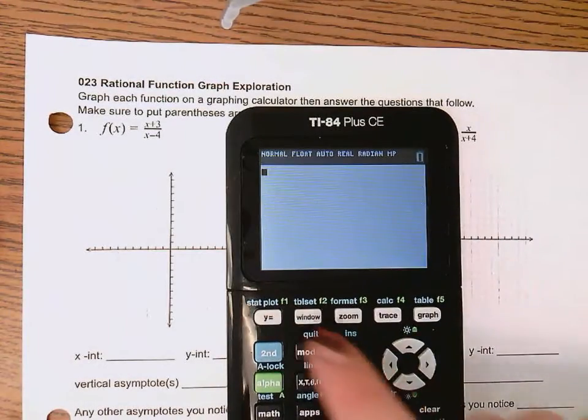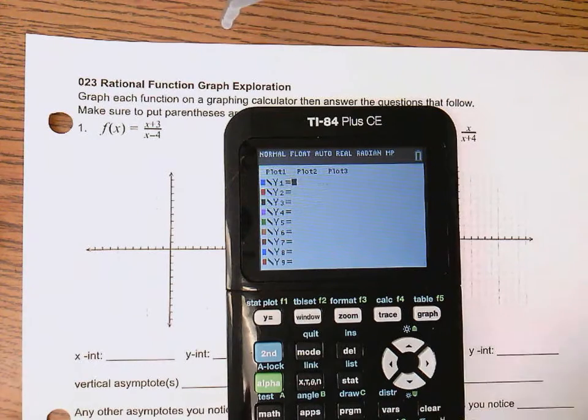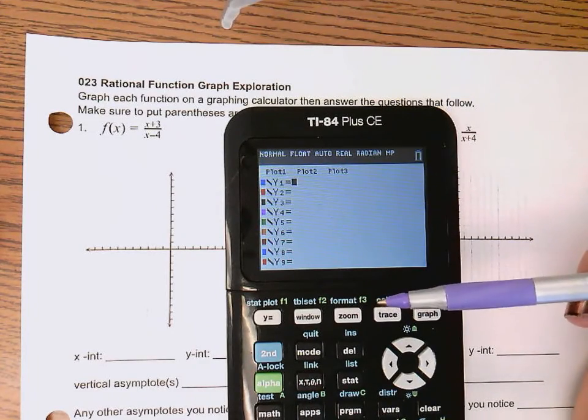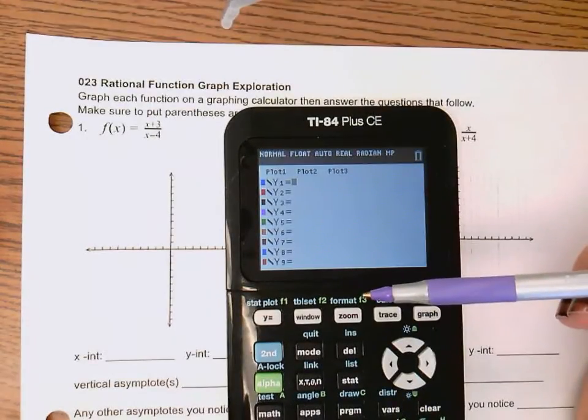So you're going to go to your y equals menu. You might be on your emulator on the computer. So if you want to just follow along with me on the front page, then for the back page, you're going to use the emulator on your computer.